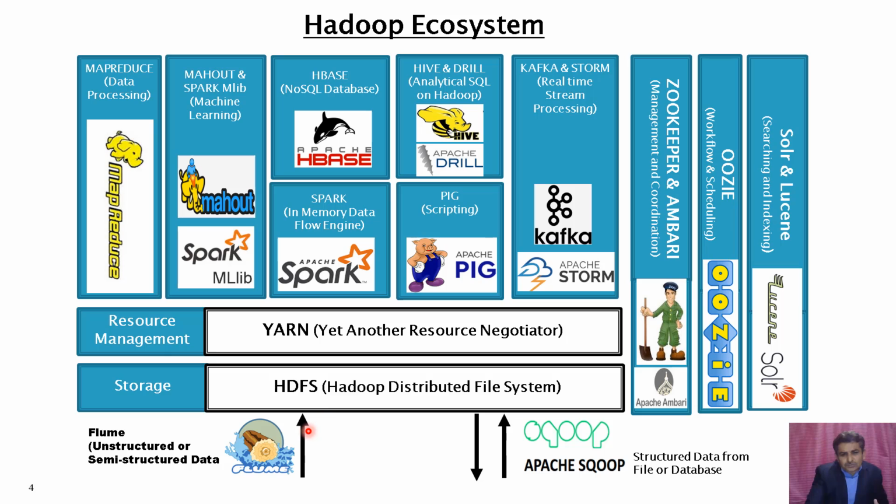Next, if we look into the bottom of HDFS, we have Flume. Flume is used for unstructured or semi-structured data. It can be used to import such type of data in HDFS. So if our data is not in structured form, we can use Flume to pass that data to the HDFS. Next is Apache Sqoop. Apache Sqoop is used for structured data. The data can be in file or database. It can be used to import and export structured data in Hadoop.